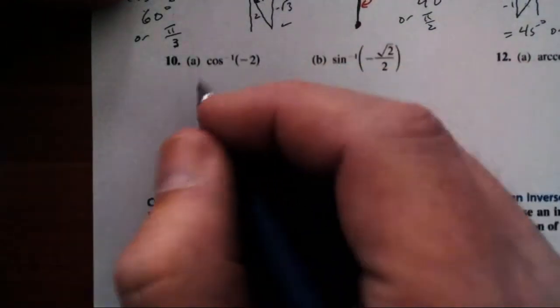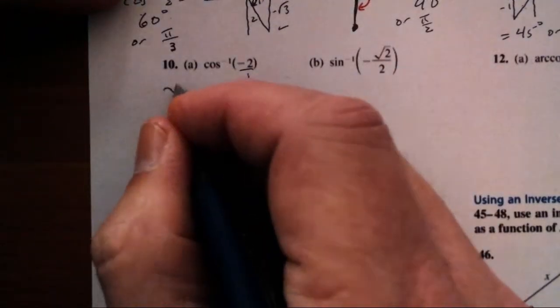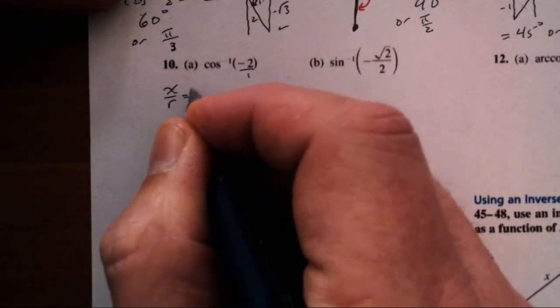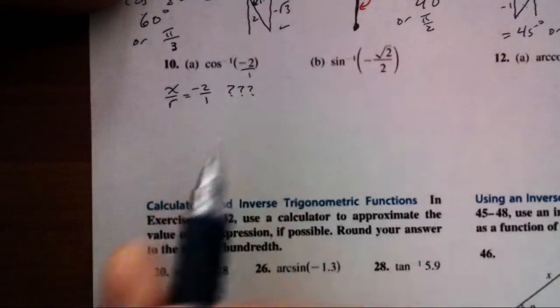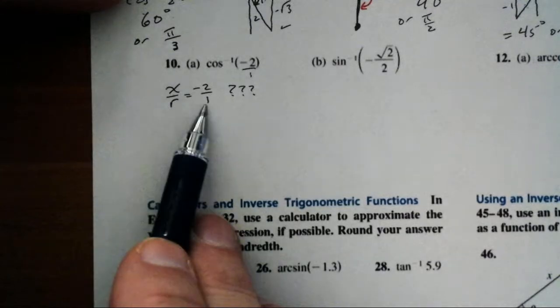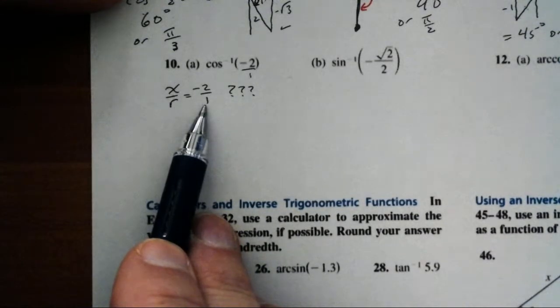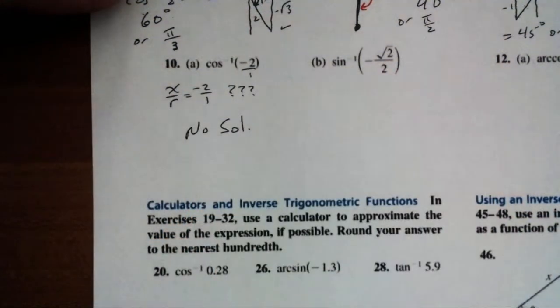Okay, cosine inverse negative 2 or negative 2 on 1. That means I want x to r to be in ratio negative 2 to 1. When can a side length of a right triangle be bigger than the hypotenuse? It can't be. No solution.